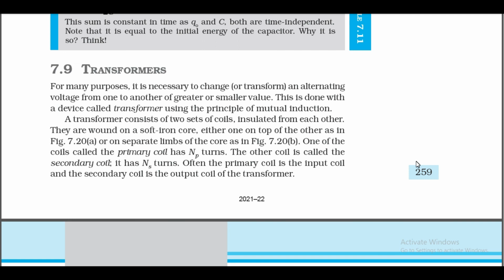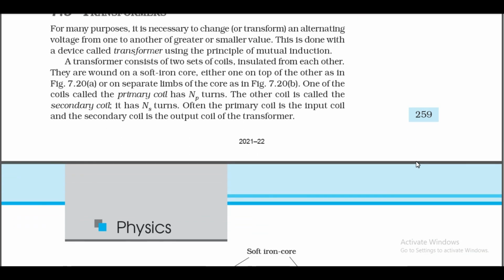7.9 Transformers. For many purposes, it is necessary to change or transform an alternating voltage from one value to another of greater or smaller value. This is done with a device called a transformer, using the principle of mutual induction. A transformer consists of two sets of coils insulated from each other. They are wound on a soft iron core, either one on top of the other, as in figure 7.20a, or on separate limbs of the core, as in figure 7.20b.